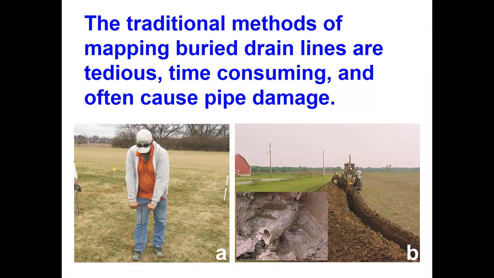The other alternative commonly used is just putting trenches in the field, and that works great. You'll find where the pipes are, but you're going to cause damage to pipes as you go along, requiring repair and then backfill of the trench itself. So I think we need more non-destructive, effective, and efficient methods for mapping drainage pipes.